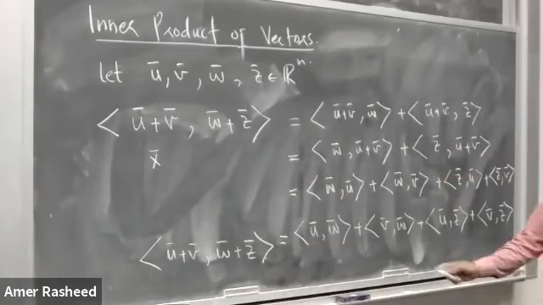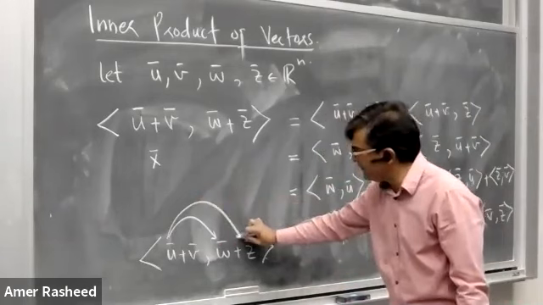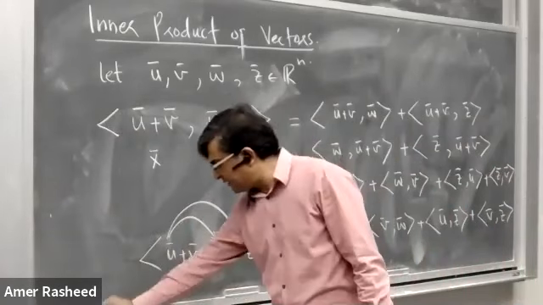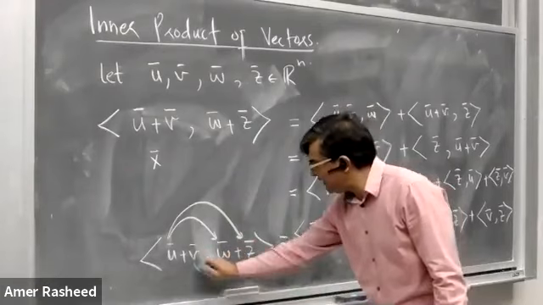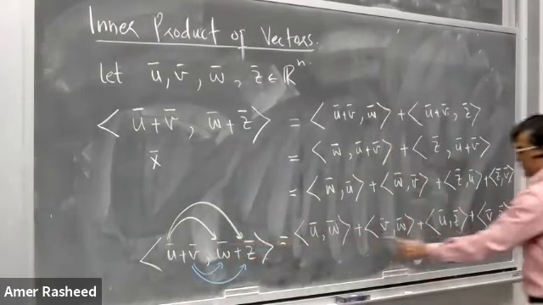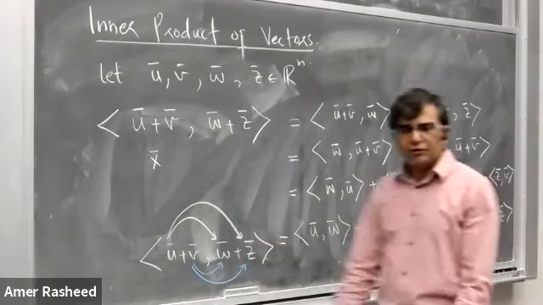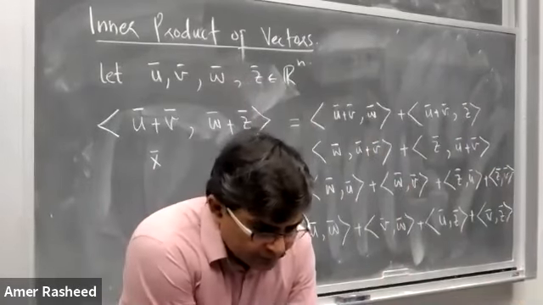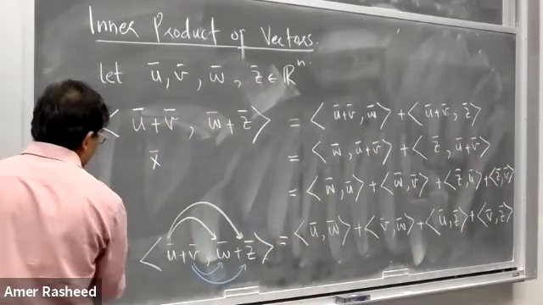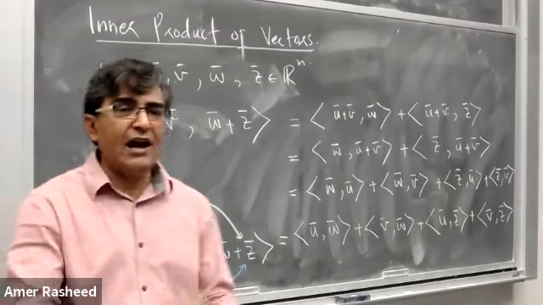Now, how do we define it? We take the inner product of U with W, and then inner product of U with Z, and then we take the inner product of V with W, and then V with Z. So we can expand this inner product into this inner product. Okay. I hope you get it. If you have any question, you can ask me. So remember this property, we'll use this property in proving certain other properties. For example, Cauchy-Schwarz inequality and Pythagoras theorem and triangular inequality and many other properties.